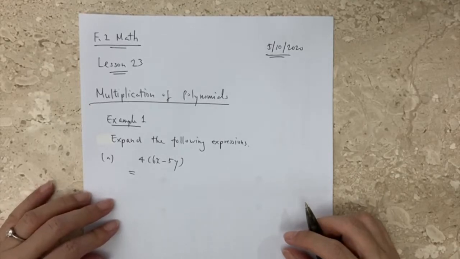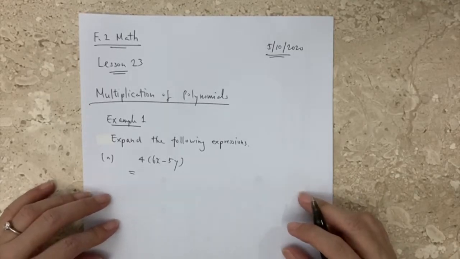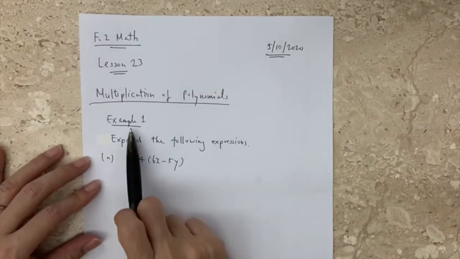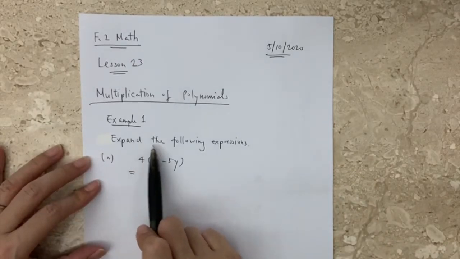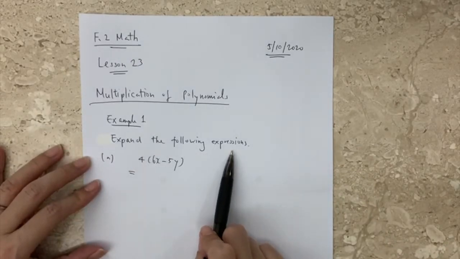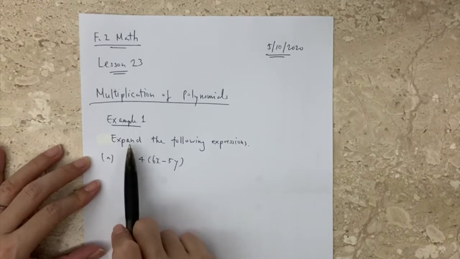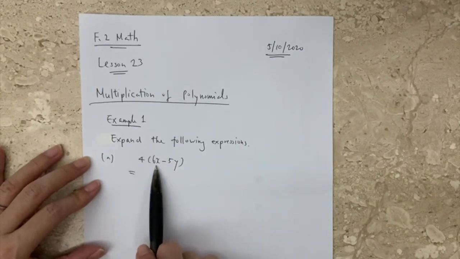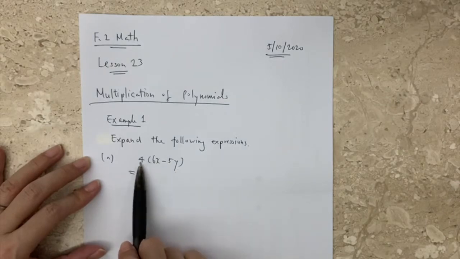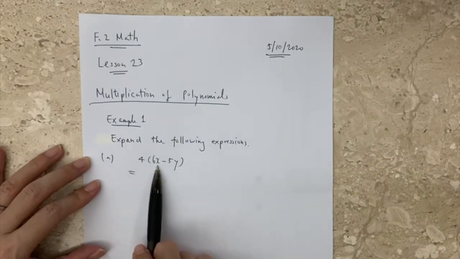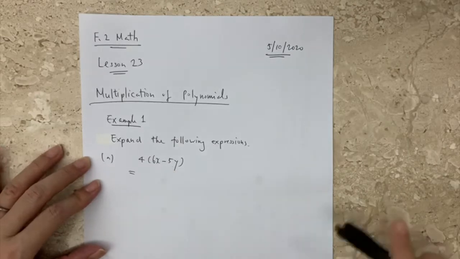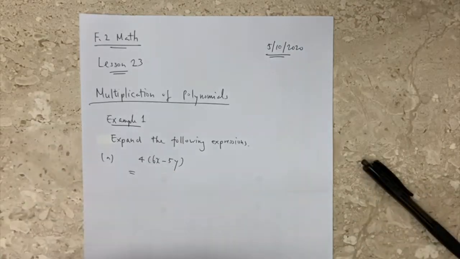So today's lesson is about multiplication of polynomials. Alright, so if you look at example 1 here, expand the following expressions. Expand here is actually the same as multiplication. So here we have the polynomial, which is 6x minus 5y, and then 4 here means 4 times 6x minus 5y. So how do we do expansion?